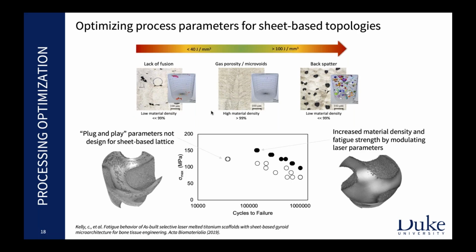We've done a lot of work in understanding how the printer itself can lead to processing optimization. So this is a laser-based method. You come in with a really high-powered laser and hit the powder and melt it in a very local region. And what we found is, I'll play this video, it's kind of cool.